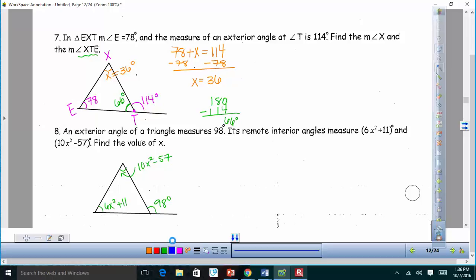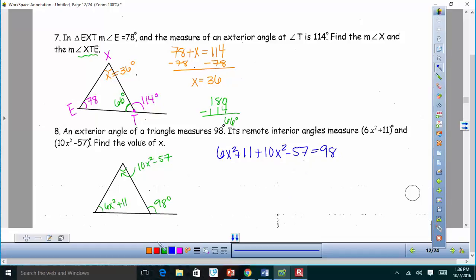So we're going to use that same formula. We're going to do remote angle plus remote angle equals exterior angle. So this is going to give me 6x squared plus 11 plus 10x squared minus 57 equals 98.